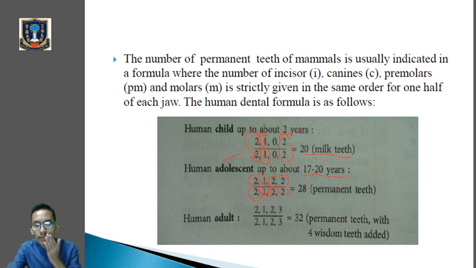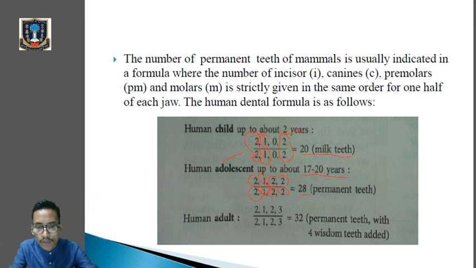Now count the number of teeth on 1/2 of each jaw. So 2, 3, 4, 5, 6, 7. 7 plus 7 will be 14. So that means in 1/2 of each jaw there are 14 teeth. So all over how many teeth? 14 plus 14 will be 28. So in human adolescents we are going to find how many permanent teeth? 28 permanent teeth. Okay, similarly let's go to the human adult.